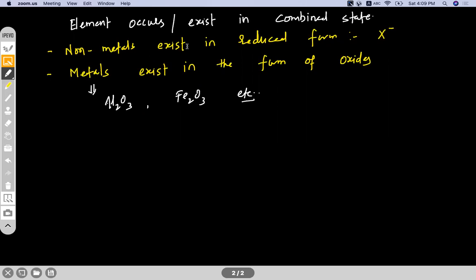And all these compounds, the elements which occur in the combined state, we call minerals. Whatever compounds we have for any given metal, all those compounds belong to the category of minerals. Among those compounds, the one particular compound that we use for the extraction of the metal, we call an ore. So all ores are minerals, but all minerals are not ores. I hope you understand the two points we have here.